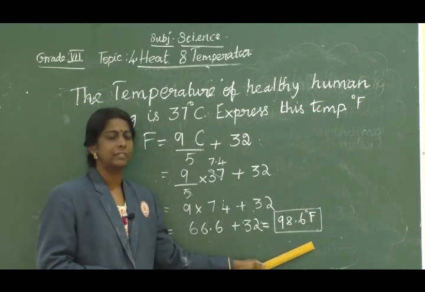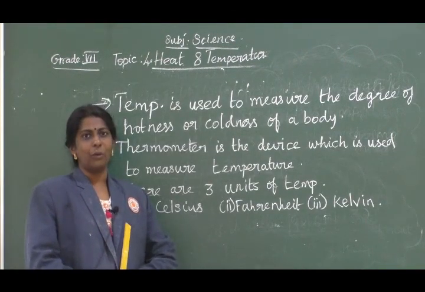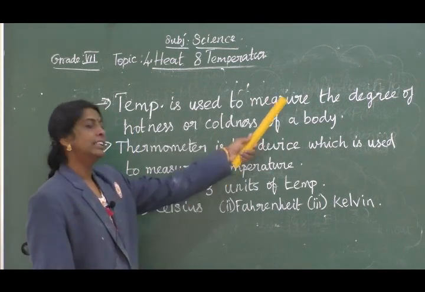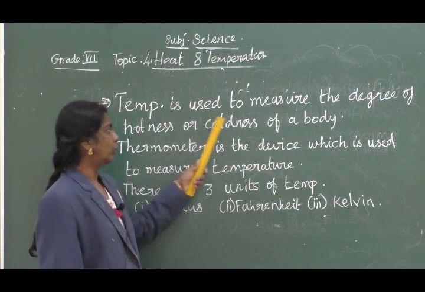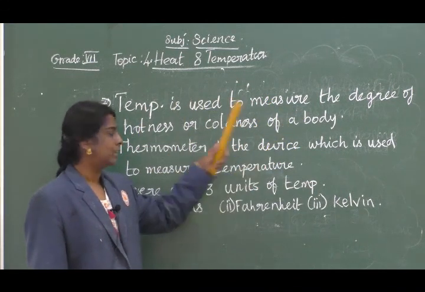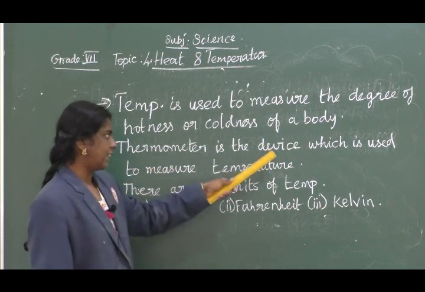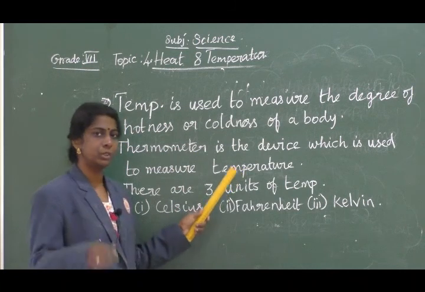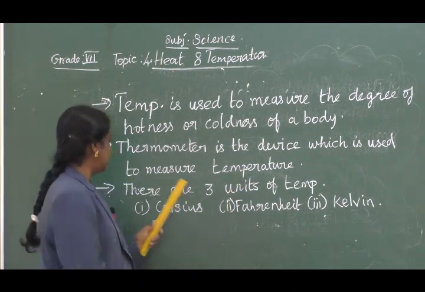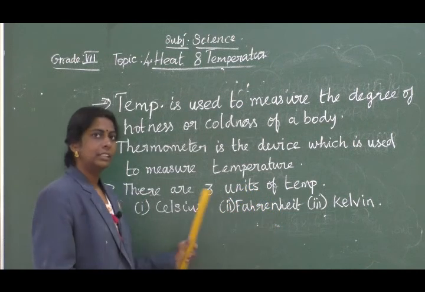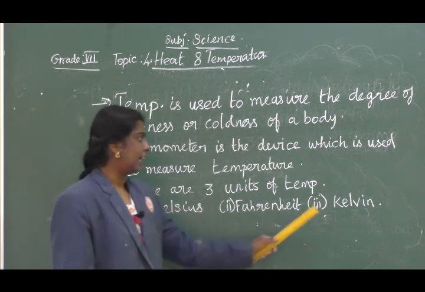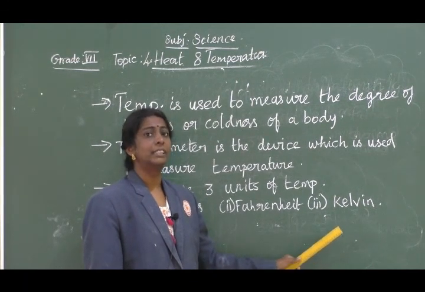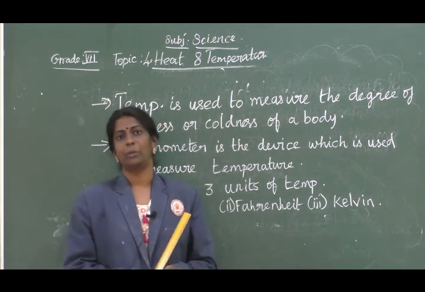Clear, children? Yes. So thus, children, as of now we have learned that temperature is used to measure the degree of hot or coldness of a body. Clear? And then thermometer is a device which is used to measure the temperature. Then there are 3 units of temperature, that is Celsius, Fahrenheit and Kelvin. Clear, children? Yes. Now we are going to learn about thermometers and different types of thermometers.